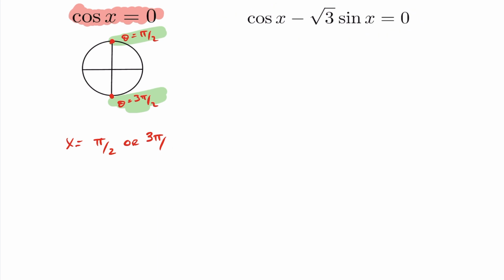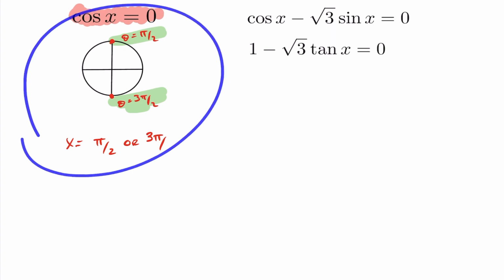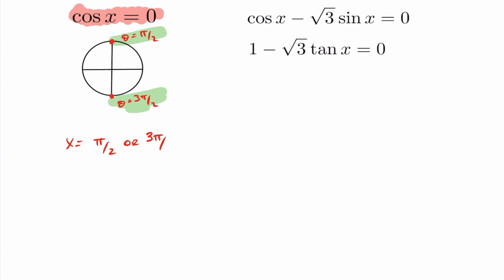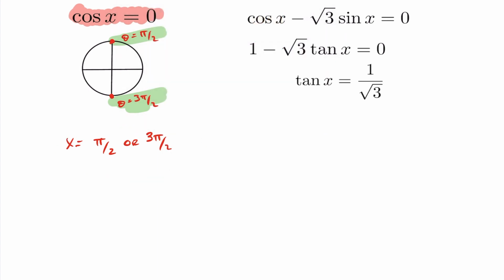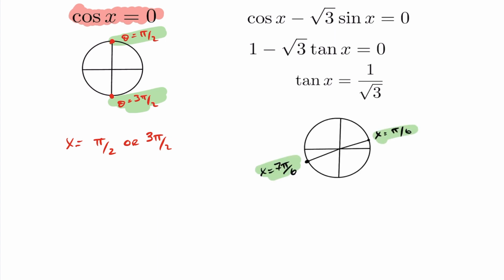To solve the following trig equation, I'm going to divide across by cos x, giving us 1 minus root 3 tan x. Again, by dividing across by cos x, I'm assuming that cos x is not equal to 0. If cos x was equal to 0, we've already covered that condition on the left-hand side. So it's safe to assume that cos x is not equal to 0, because if it was, we already have those values identified here. Now isolating for tan x and solving for x, we end up getting x is pi over 6 or 7 pi over 6.